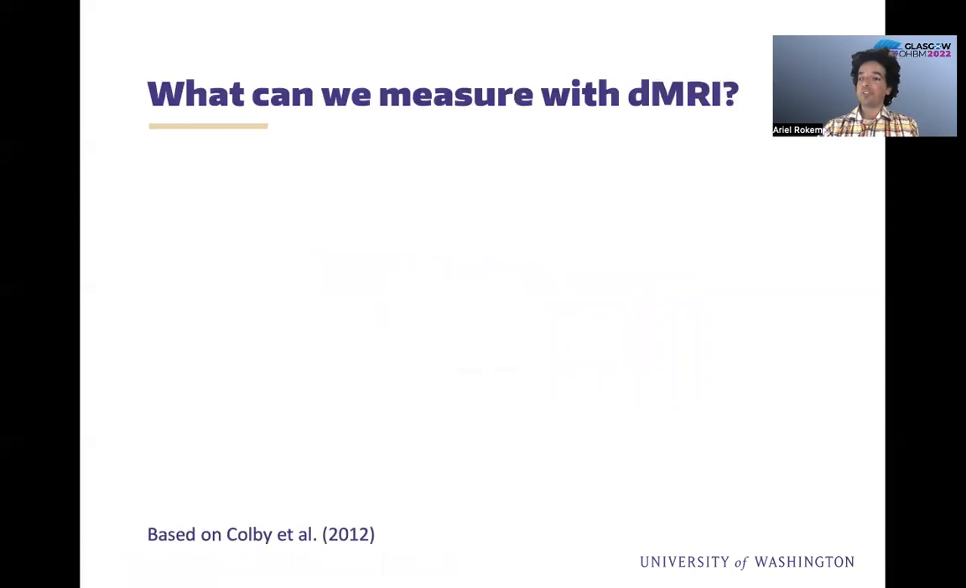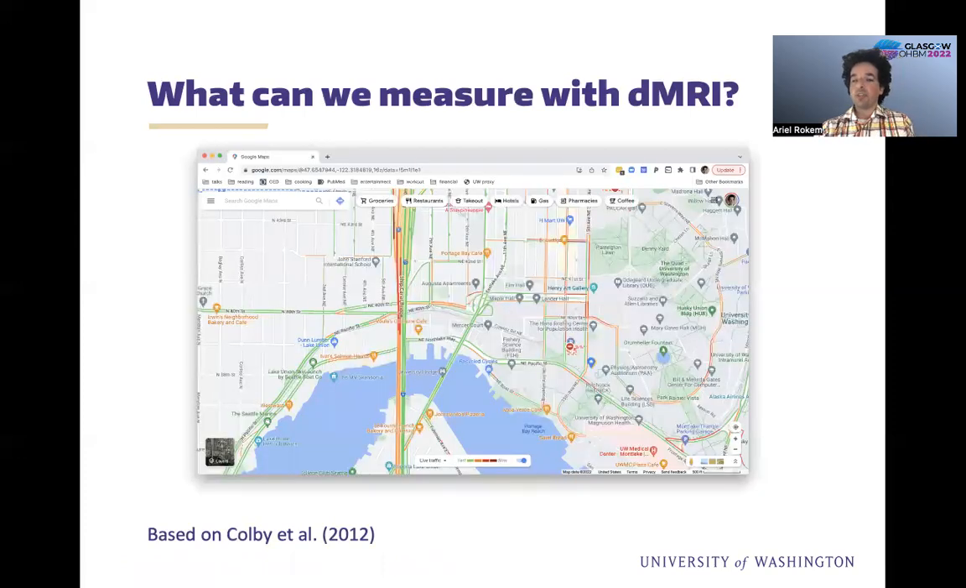At this point, I'd like to take a little pause and ask, what can we measure with diffusion MRI? One way to think about this is by way of analogy. This is based on a Colby paper from 2012 who used a similar analogy.